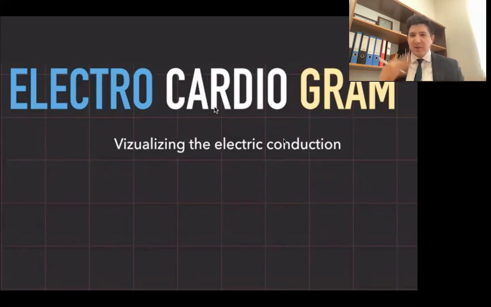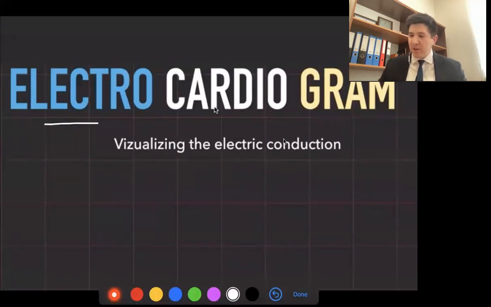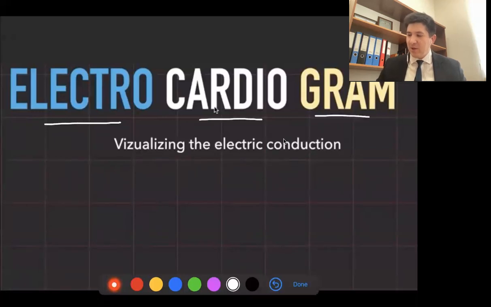So let's discuss what the electrocardiogram is. It consists of three words: electro, which is the conduction of electricity; cardio, the heart; and gram, which is the graphic. The electrocardiogram, as it states in its name, is visualizing the electric conduction of the heart.